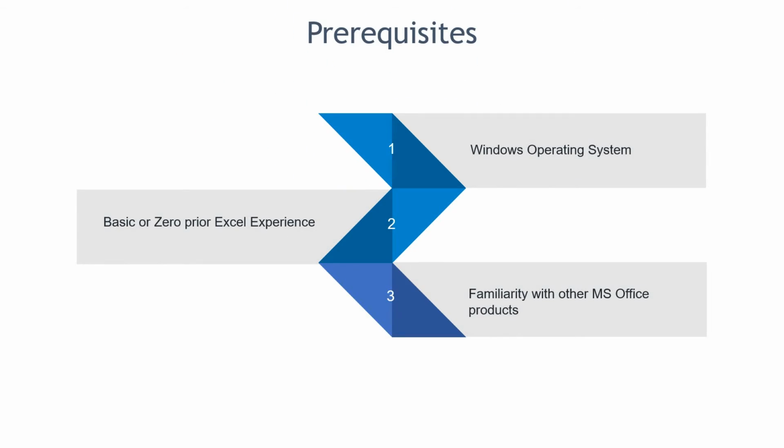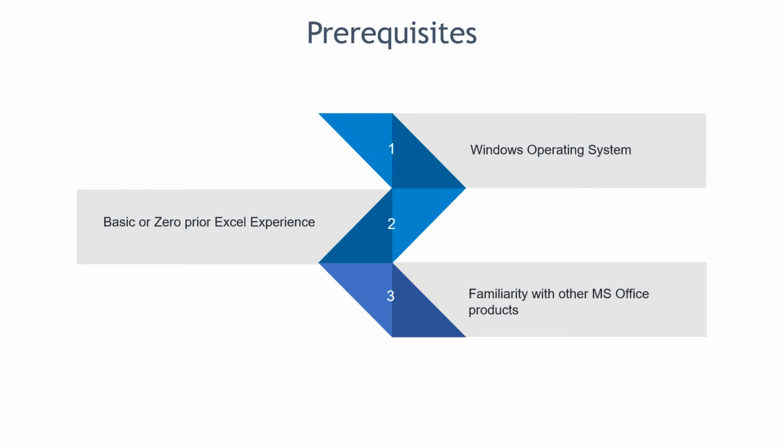So what are the prerequisites for taking this course? Basically, you need knowledge of the Windows operating system. If you know how to use Windows, then you are good. Any version of Windows, Windows 10, Windows 8, any version will do as long as you can run Microsoft Office on it. The other prerequisite is basic understanding or zero prior experience working with Excel. So anyone who starts from scratch, or those with a basic knowledge of Excel, this is the course for you.